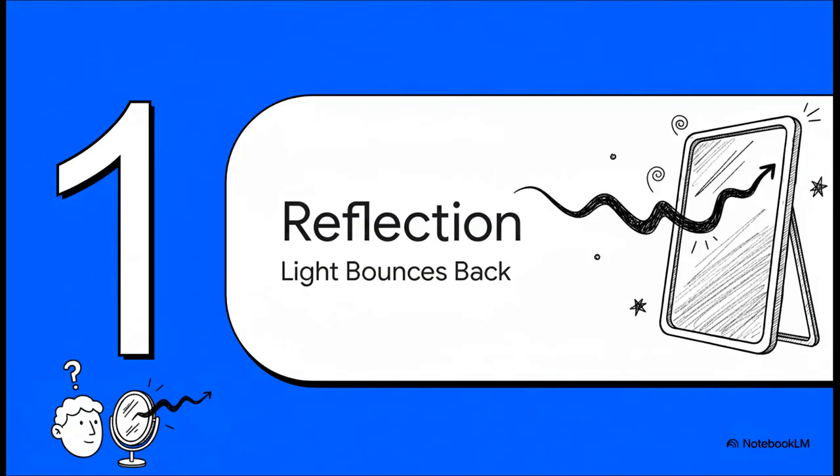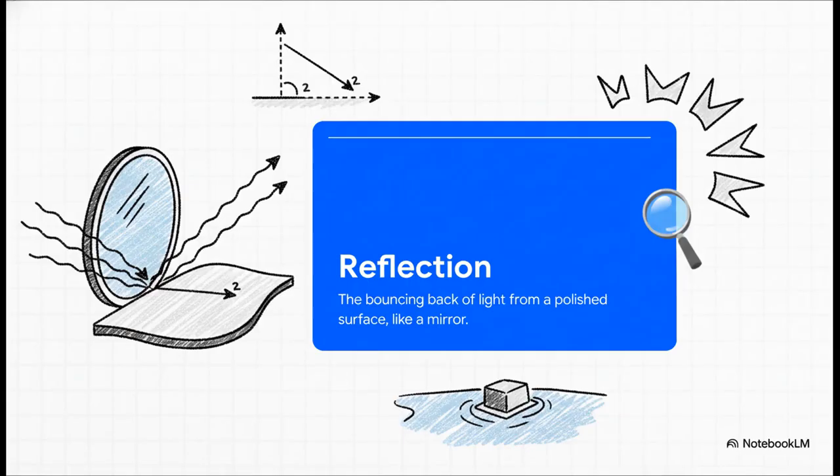Okay, first up, reflection. This is probably the simplest thing light does, but don't be fooled. It's the principle behind every single mirror you've ever looked into. So, what even is reflection? It's literally just light hitting a smooth surface, like a mirror, and bouncing off. But here's the thing. It's not random at all. That bounce is incredibly predictable, and it follows two really simple, really consistent laws.